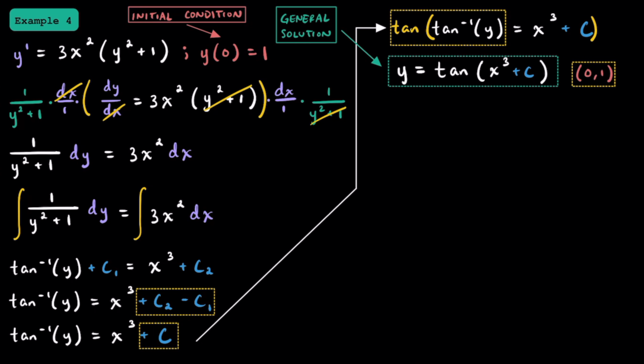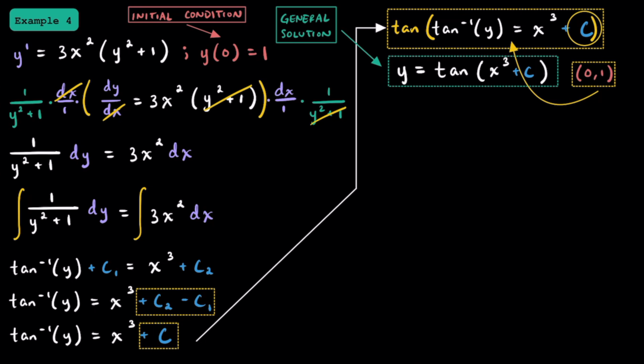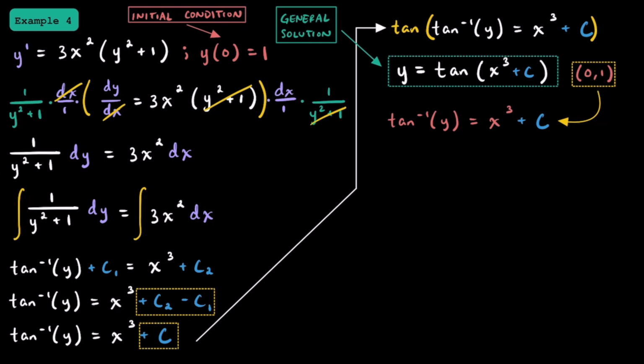Now let's use our initial condition to find the value of our constant. Now try to remember what I said in the last example. While you could use the initial condition to find the value of c using this general solution, it's actually going to save you some work if you use the equation above, since there's no function attached to our constant here. Substituting the initial condition into that equation, we're going to get arctangent or the inverse tangent of 1 is equal to 0 cubed plus c.